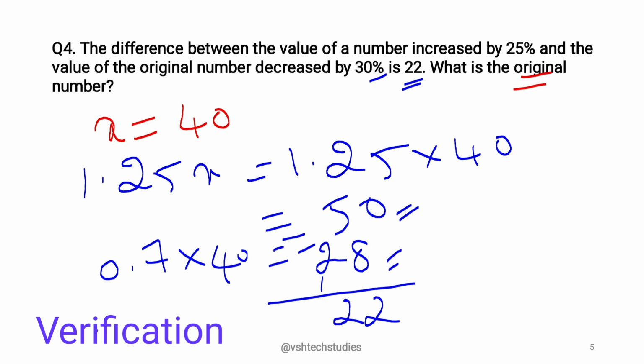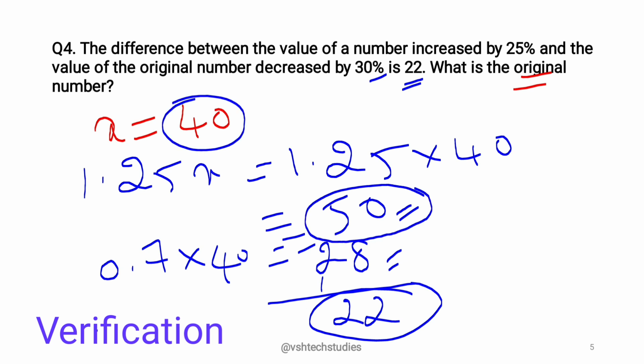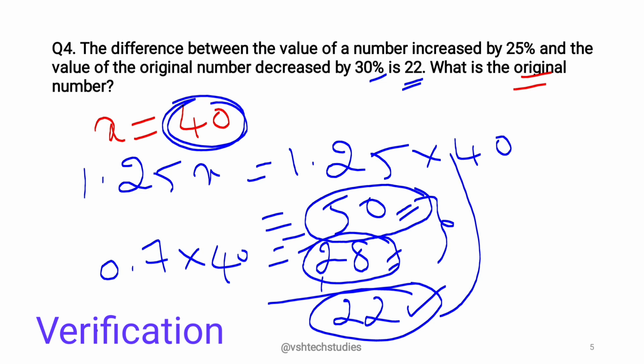So this 22 is the difference between when 40 is increased by 25%, that is 50, and when 40 is decreased by 30%, it is 28. The difference between the two is 22, which is same as what they have given. Hence the answer is correct. The original number is 40. That completes the solution of question number 4.